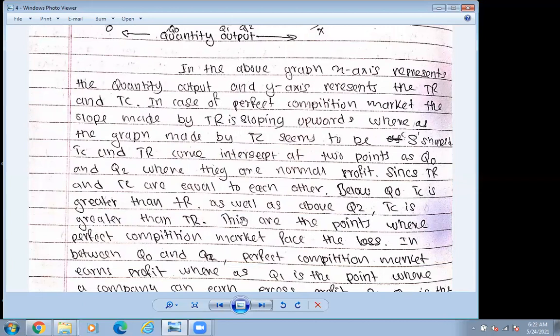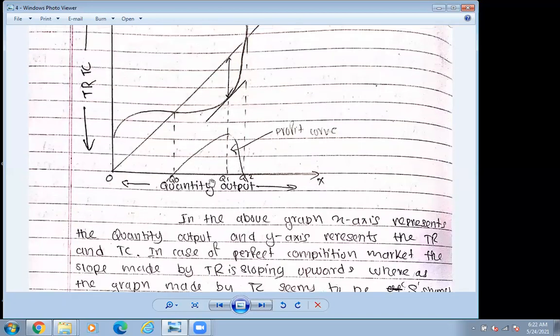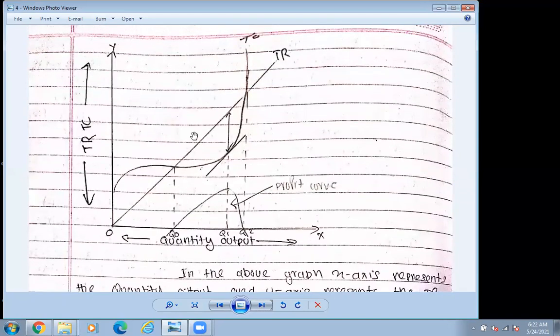So below Q0, TC is greater than TR, as well as above Q2 also TC is greater than TR. त्यति जो दुईटा पोइन्टमा चाहिँ TC ठुलो छ, so these are the points where the perfect competition market faces the loss. So यहाँ चाहिँ तिमीहरुको लस हुन्छ भने in between Q0 and Q2 चाहिँ के भइराछ तिमीहरुको, so here TR is greater and TC is smaller. TC चाहिँ अलिकति थोरै छ, TR चाहिँ अलिकति धेरै छ.